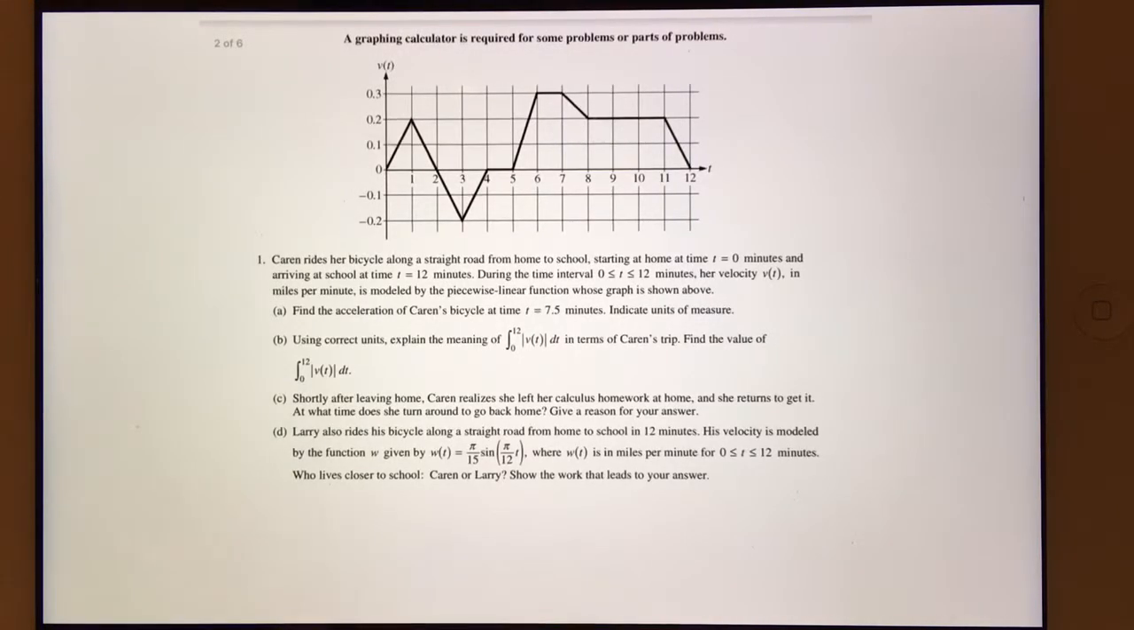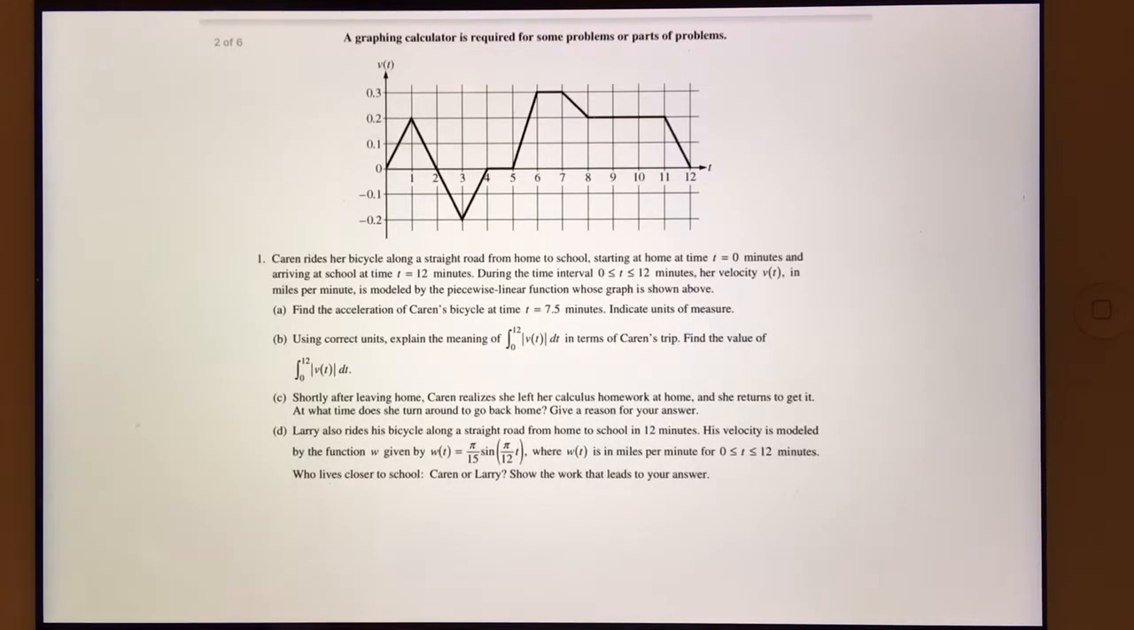1. We see a picture of a graph, and the description below says, Karen rides her bicycle along a straight road from home to school, starting at home at time t equals 0 minutes, and arriving at school at t equals 12 minutes. During the time interval 0 is less than t, which is less than 12 minutes, her velocity, v(t), in miles per minute is modeled by the piecewise linear function whose graph is shown above. A. Find the acceleration of Karen's bicycle at time t equals 7.5 minutes. Include units of measure.